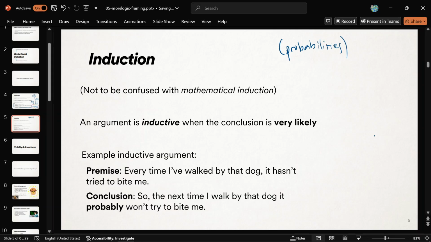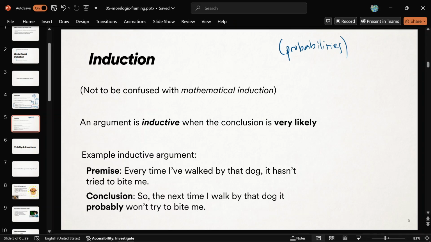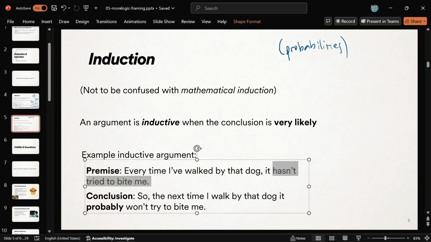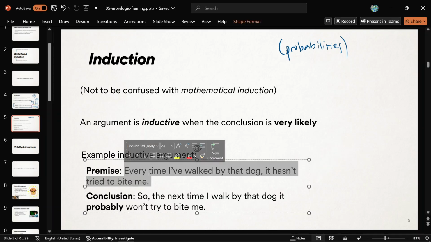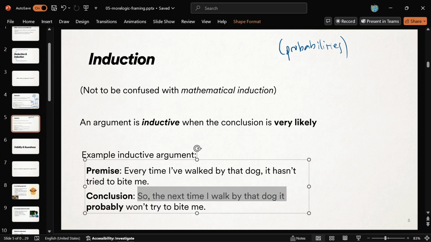All right, so that's what induction is for. And here's an example of an inductive argument. So here's an assumption, a premise. Assume that every time I've walked by that dog over there, it has not yet tried to bite me or growled at me. That's my assumption, my premise. Assume we live in that universe. And then the conclusion based on that assumption is, okay, therefore, the next time I walk by that dog, it probably is not going to try to bite me.